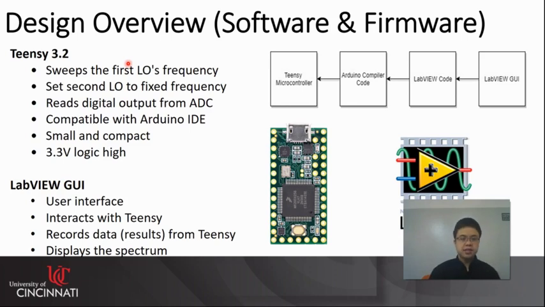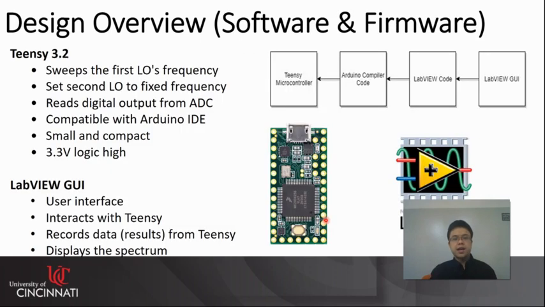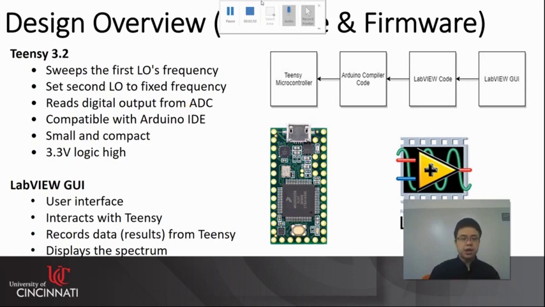The second purpose of the Teensy is to set the second local oscillator to a fixed frequency of about 2.45 gigahertz, and then it's going to read the digital output from the A to D converter. The reason we chose the Teensy 3.2 is because it's compatible with the Arduino IDE, so it's very easy to program. It's also much smaller and more compact compared to other microcontrollers like Arduino Uno and Raspberry Pi. Also, last but not least, the Teensy has a 3.3 volt logic high. This is very important because the local oscillator only takes 3.3 volts, but not 5 volts as usual.